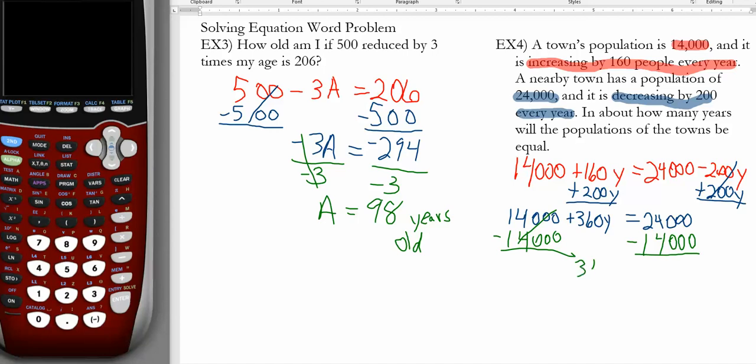Resulting in 360y equaling 10,000. And finally, we need to cancel out the 360. So since it's multiplied, we're going to divide, and you divide by 360. Now this problem doesn't come out as nice as we would want it to, because y ends up equaling 27.78 years.